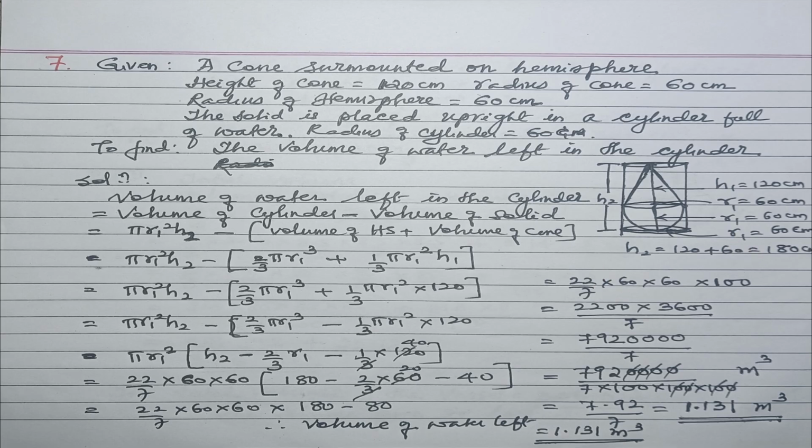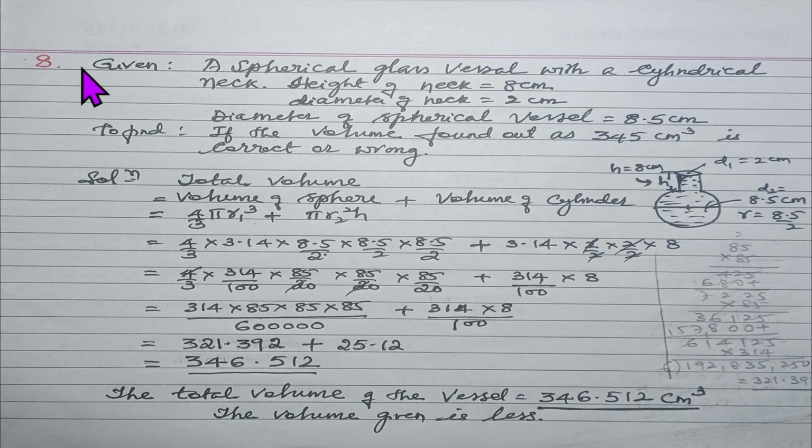So try to understand, and if you have any doubt you can put in comments, I can further clarify on that. Now coming to the 8th example, we are given a spherical glass vessel with a cylindrical neck. There is one spherical glass vessel with a neck in the shape of a cylinder. The height of the cylinder, that is the neck of the glass vessel, is 8 centimeter, and the diameter is 2 centimeter.